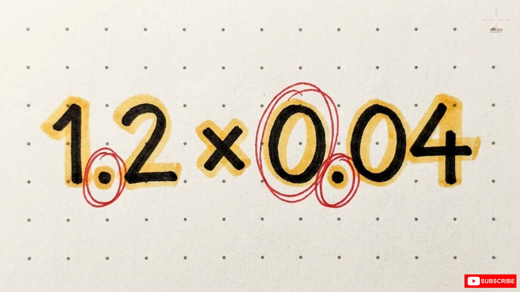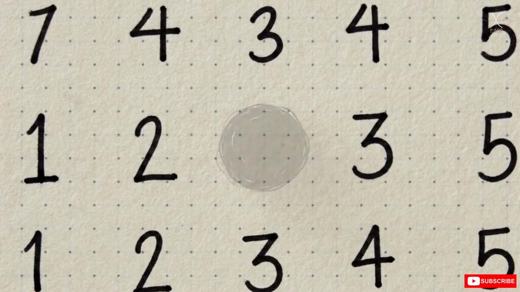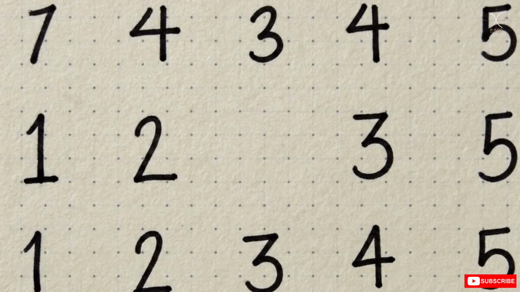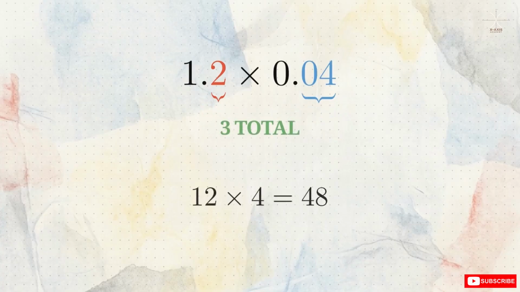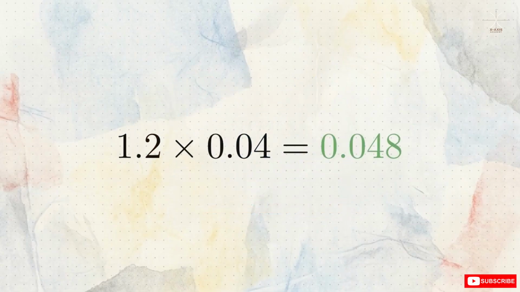A more complex scenario arises when multiplying a decimal by another decimal. Here, the point temporarily vanishes from the equation altogether, while you multiply the digits as if they were standard whole numbers. To retrieve the correct answer, combine the total decimal places from both original numbers. 1.2 has 1 place, and 0.04 has 2, giving 3 total. We then shift the decimal point that exact distance leftwards in our final product to arrive at 0.048.